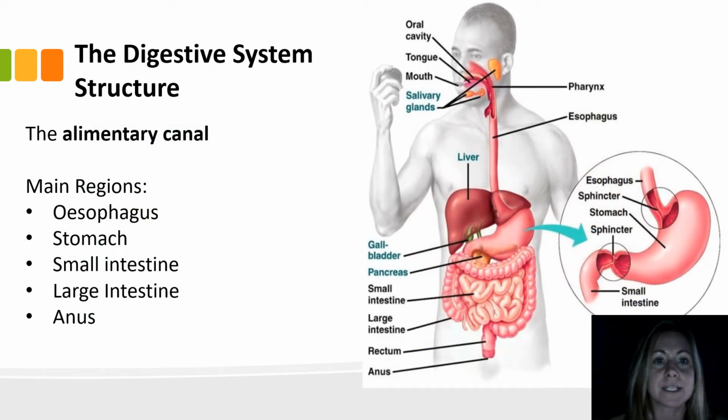Let's take a look first at the digestive system structure. The structure is made up of the alimentary canal, which is one long muscular tube that contracts, pushing food through the body, digesting it and then absorbing the nutrients from the food. The alimentary canal passes through the esophagus, the stomach, the small intestine, the large intestine and the anus. Other organs involved are the ancillary organs of the liver, gallbladder and pancreas, which produce enzymes and juices that help with the digestive process.